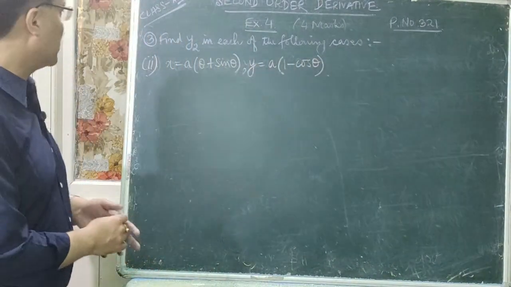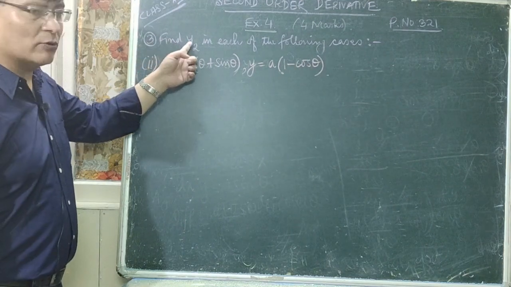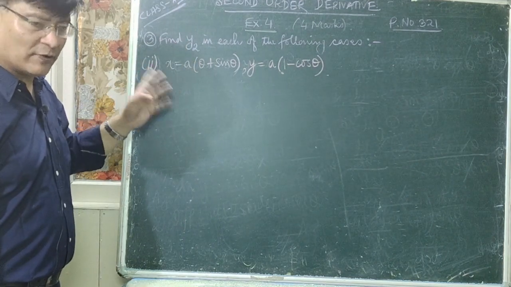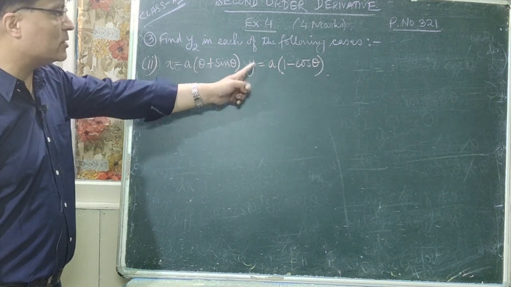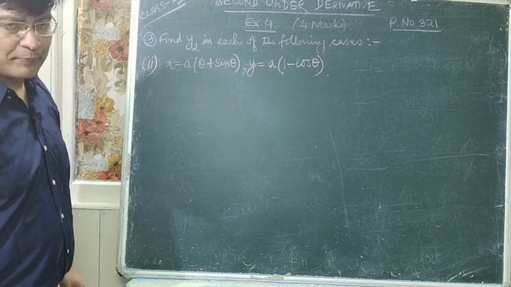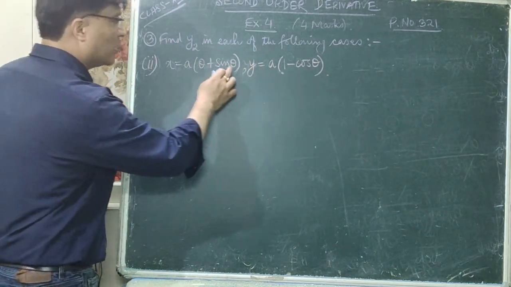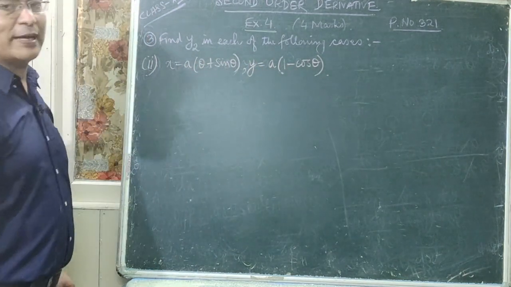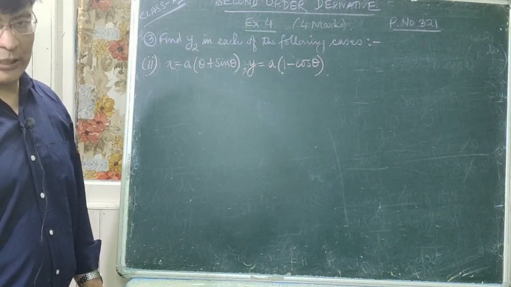So now we'll do the next question, that is number 2 of question number 3. You have to find out y2 in this function. So x is equal to a into theta plus sin theta, y is equal to a into 1 minus cos theta. Now here also x and y are expressed in terms of a third variable theta. Here theta is a parameter and this equation is also known as parametric equation.